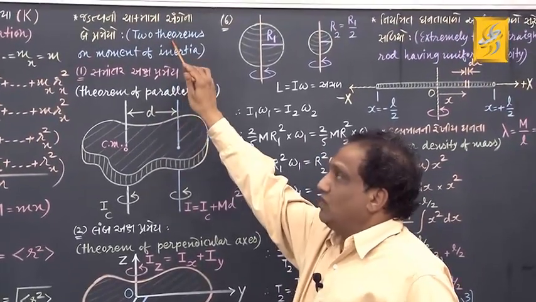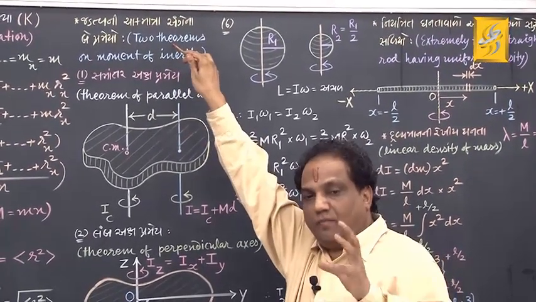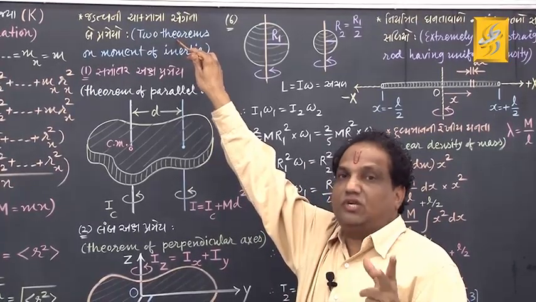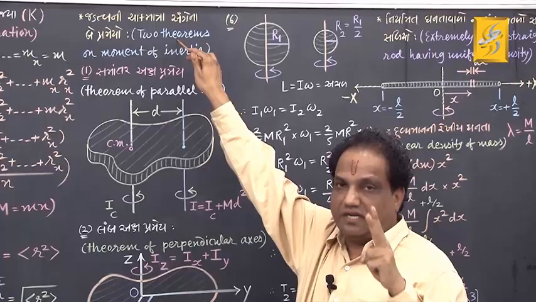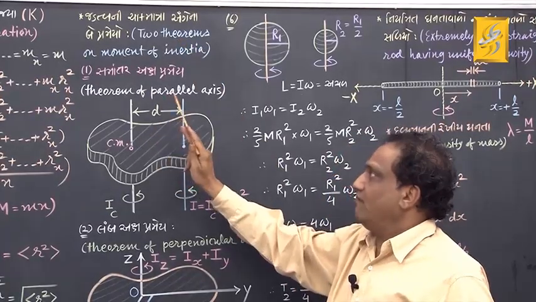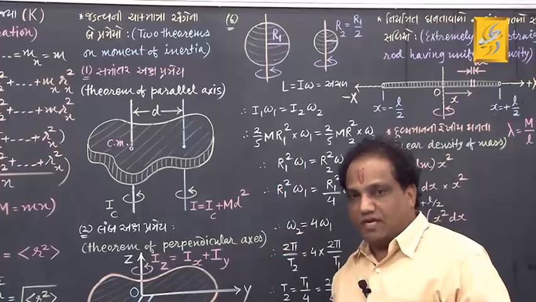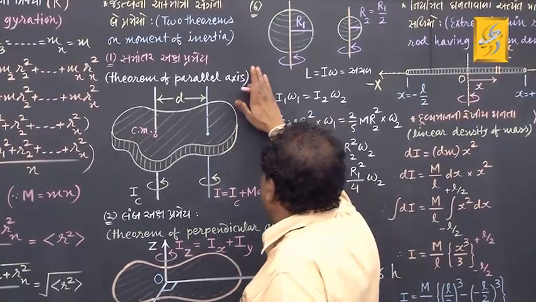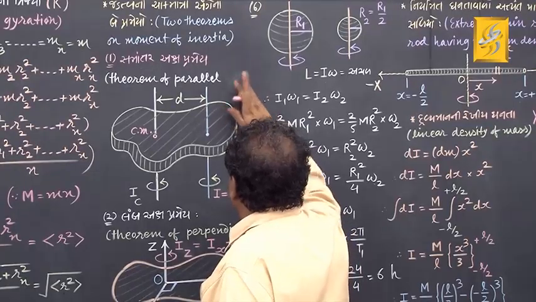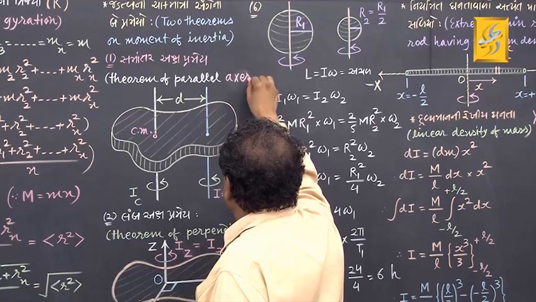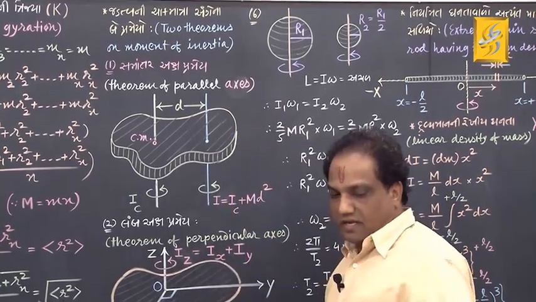Now, whenever you require to find the moment of inertia of a typical shaped body, you need to use two theorems. Let us study them one by one. One is called theorem of parallel axis. What is that theorem? I am showing you.